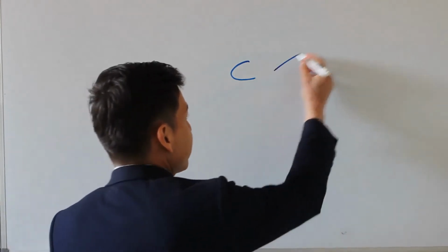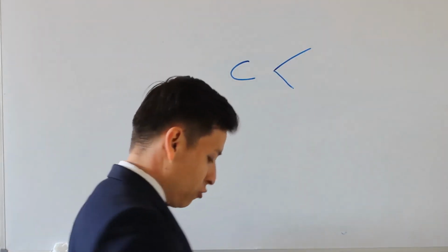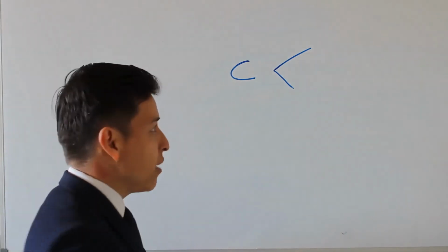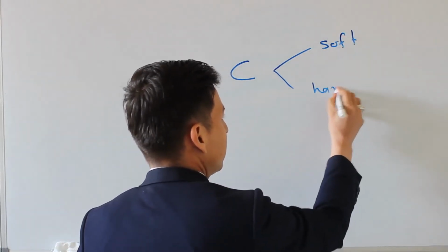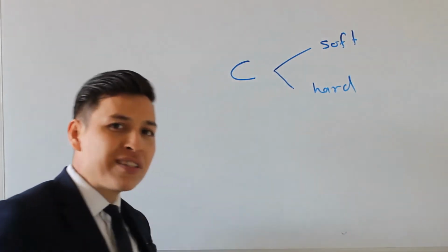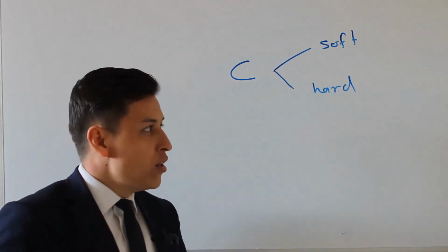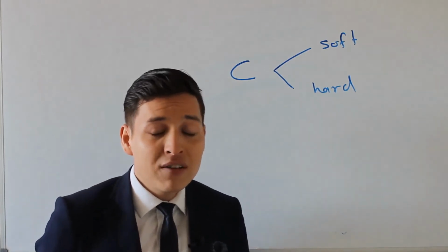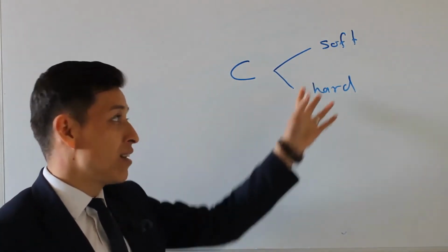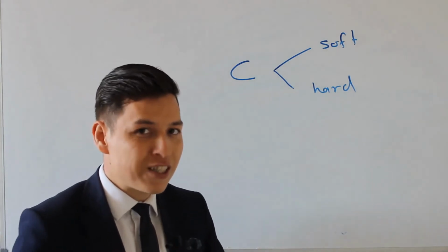So letter C is divided into two parts. We have two types of C letter. We have a soft C and we have a hard C. So what is soft C and what is hard C, and what's the significance of this division for the pronunciation of C?